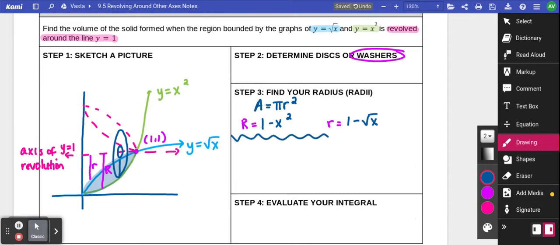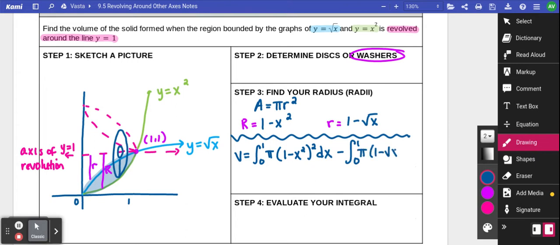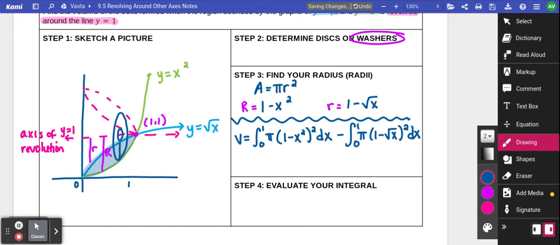When I use that information to set up my volume, it's going to be set up using two integrals. The first integral is going to integrate from 0 to 1, those are the x values from 0 to 1, of pi times big R squared, which is (1 minus x squared) squared dx, minus my second integral, from 0 to 1 of pi times little r squared, which is (1 minus the square root of x) squared dx. And if I type all that in on my calculator and evaluate my integral, the actual volume that I get here is 1.151.